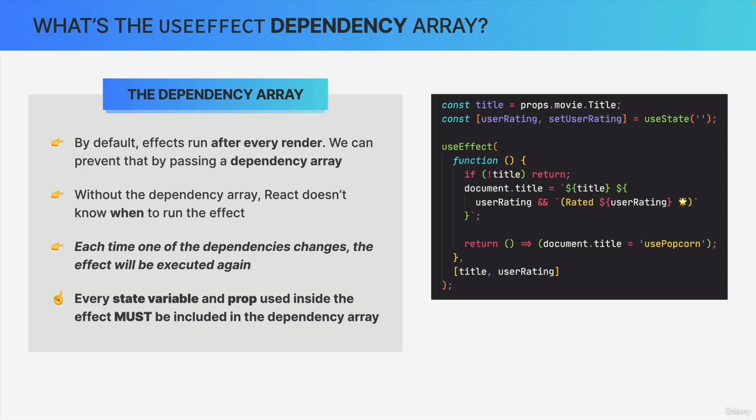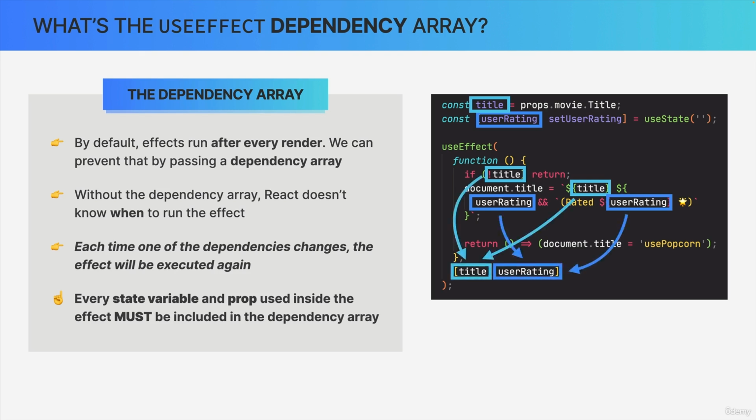What matters is that the effect uses the title prop and the user rating state. We can clearly see at the top of the code that title is indeed a prop and that user rating is indeed a piece of state. Therefore, both of them must be included in the dependency array. So the effect function depends on these variables to do its work, and therefore we need to tell React about them. Otherwise, if the title or the user rating changes, React will not know about this change, and therefore it won't be able to re-execute the effect code.